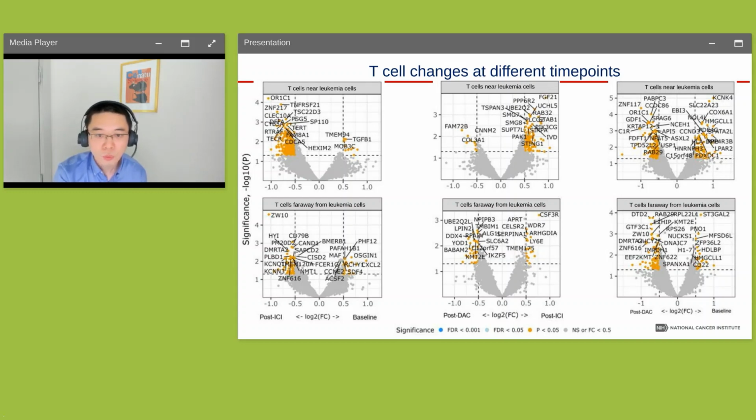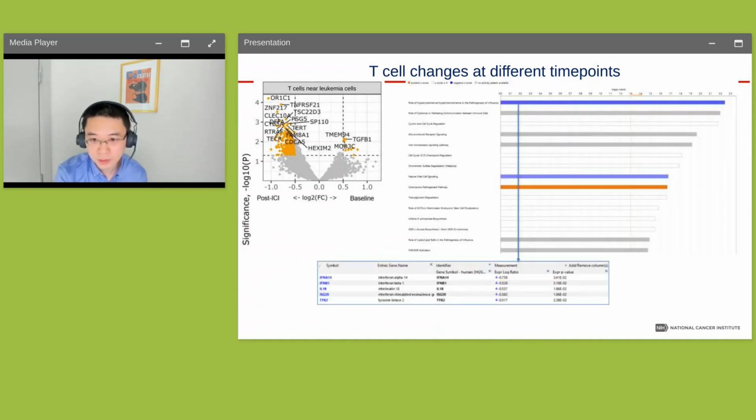And if we put all the genes enriched after checkpoint into a pathway analysis, it actually made a lot of sense. You see multiple pathways involving cytokine production, interferon alpha, and even IL-18 that were enriched in this group of T cells after the checkpoint treatment.